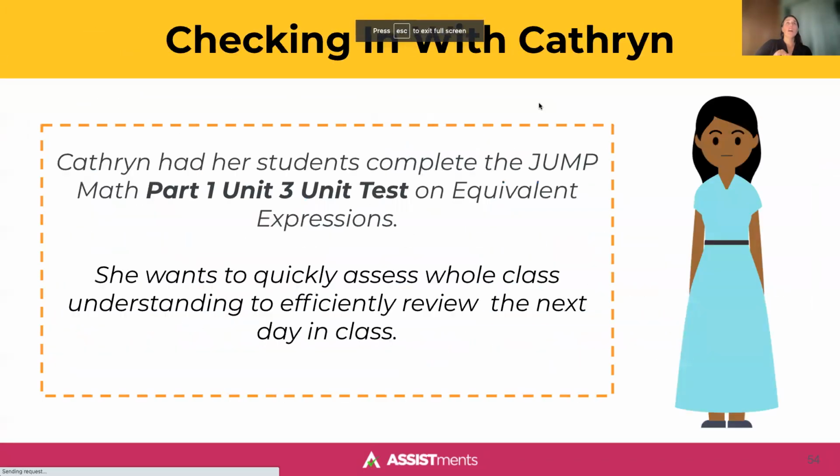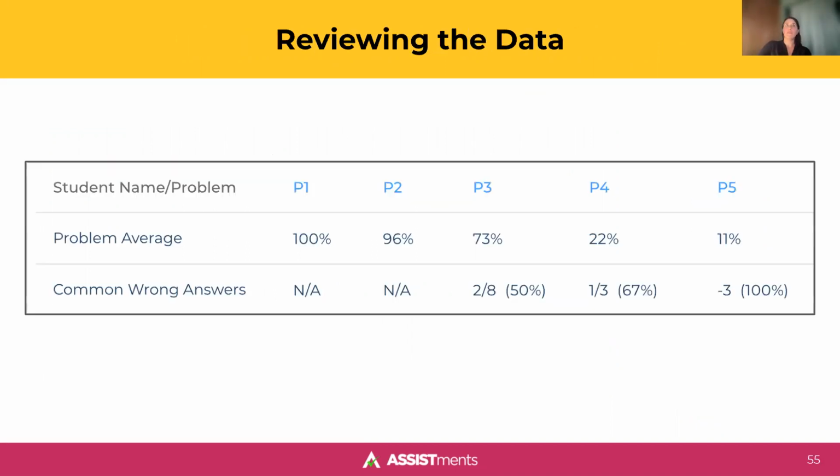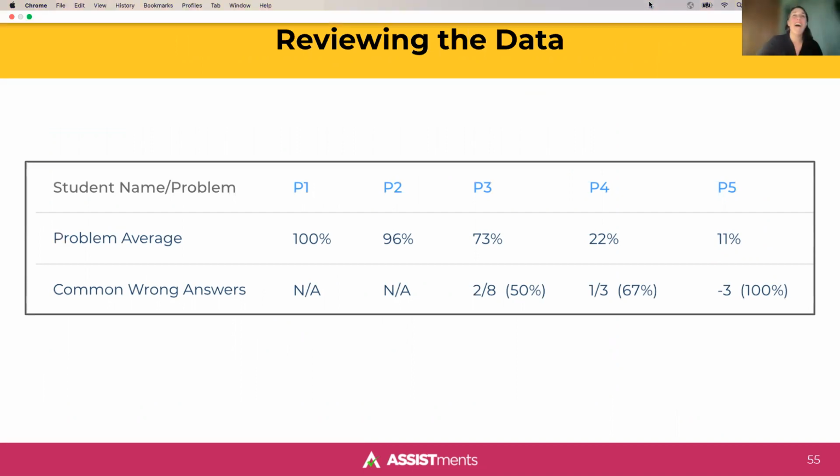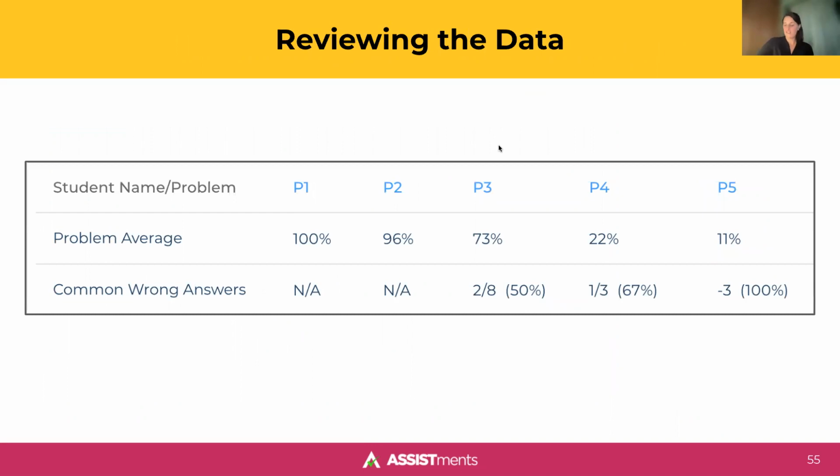All right, so scenario number 2. Cathryn had her students complete the Jump Math Part 1, Unit 3 unit test on equivalent expressions. She wants to quickly assess whole class understanding so she can efficiently review the next day in class. So here's another snapshot of data. I'm going to give you again about 30 seconds, and then we're going to do a little poll in the chat to see if you have the correct understanding of what this data is showing us.